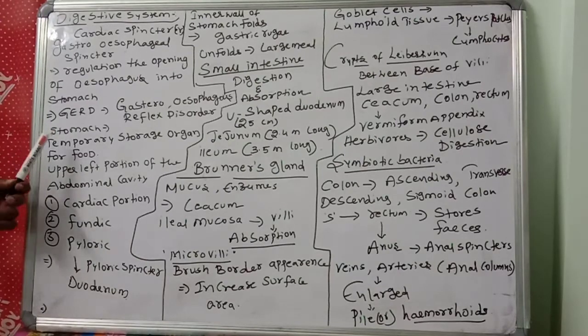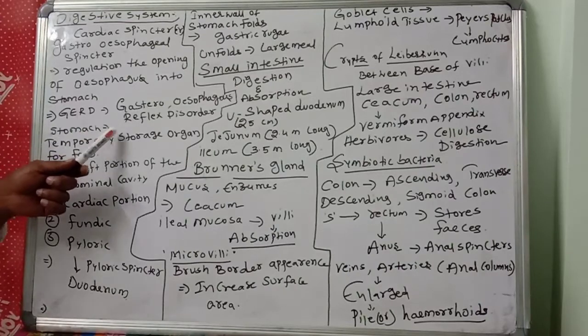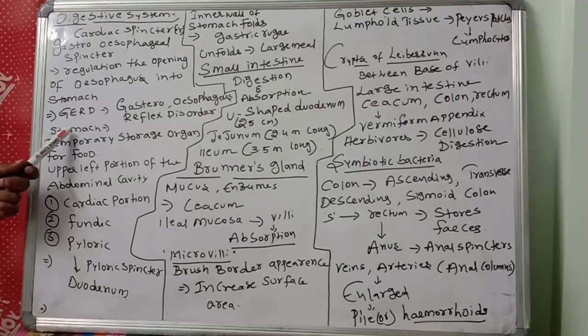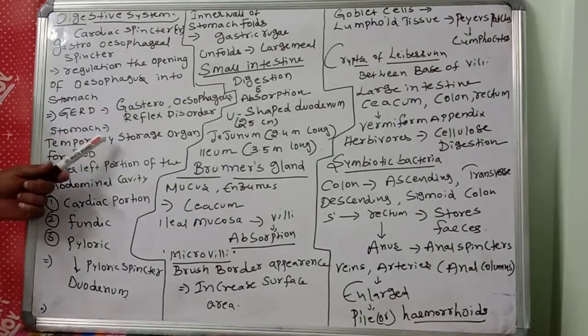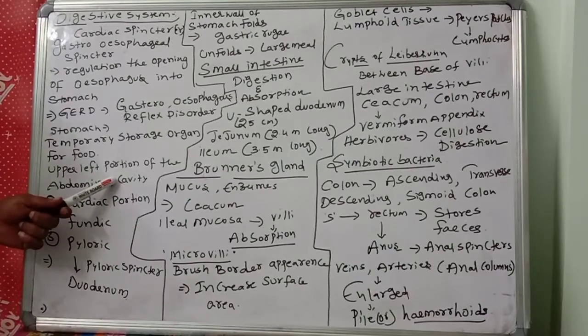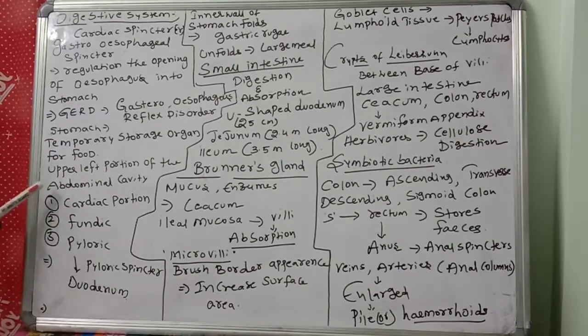Next, the stomach. What is the use of the stomach? You know very well, the stomach is a temporary storage organ for food. It's a J-shaped structure, right? And where is the stomach located? The upper left portion of the abdominal cavity. You know, the abdominal cavity is present.